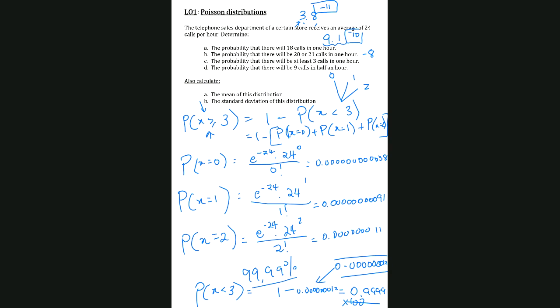And if you're asked to interpret, you'd say then that the probability that there would be at least 3 calls in 1 hour is 99.99%. Okay, so that is C. I'll give you a second to take that down.